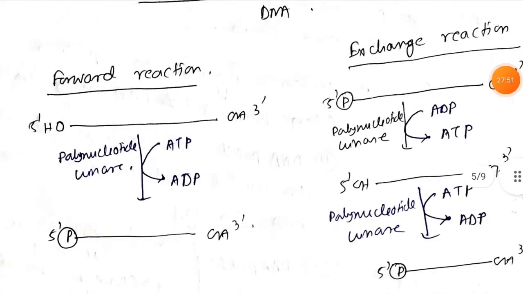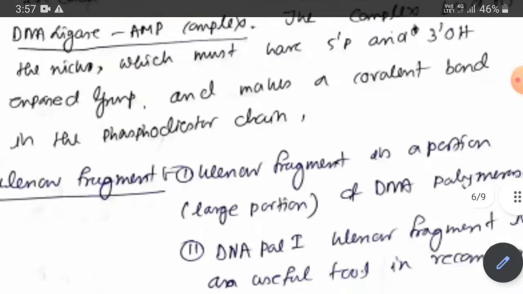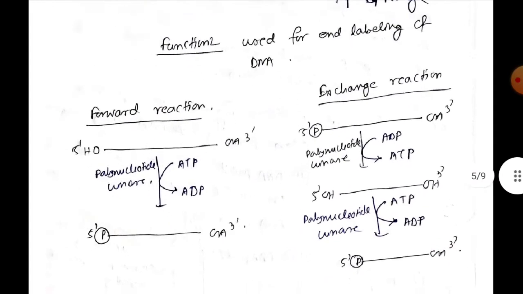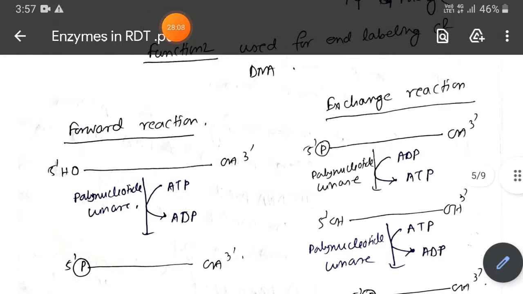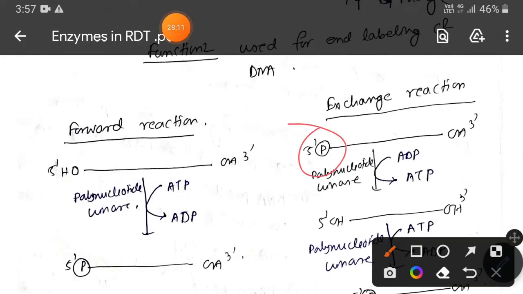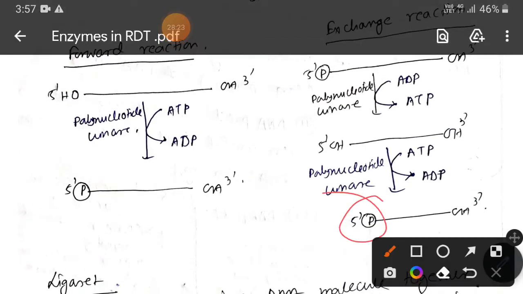If you look at the forward reaction, in the forward reaction we are simply adding the phosphate by taking it from the ATP, right? But in the exchange reaction there is an exchanging. That is, it will first take the phosphate group and give it to ATP, and then it will again take the phosphate group from the ATP and add it to the 5' end. That is the forward reaction and exchange reaction, right? That means there is an exchange of phosphate between ATP and the 5' end of the DNA molecule, as you can see.